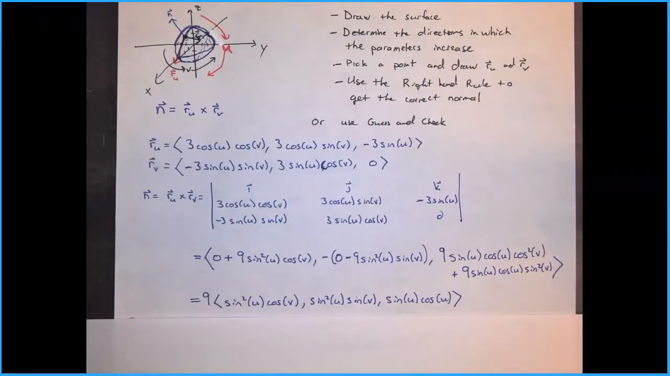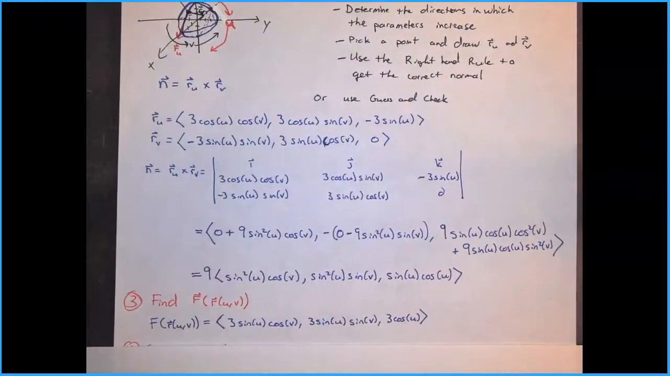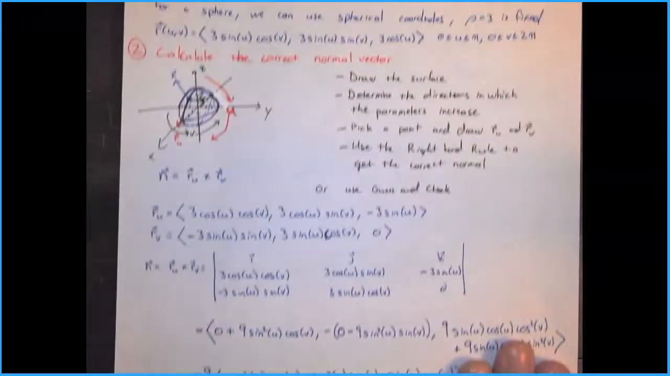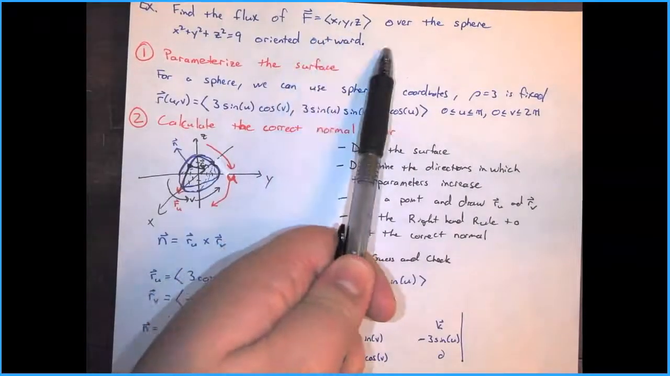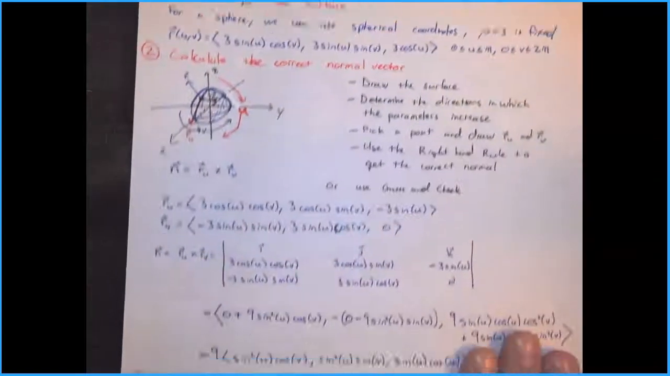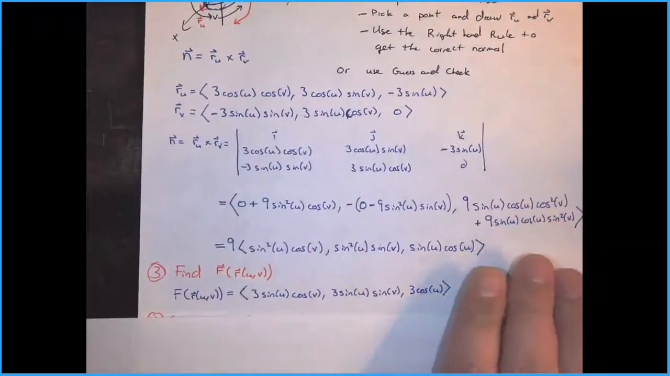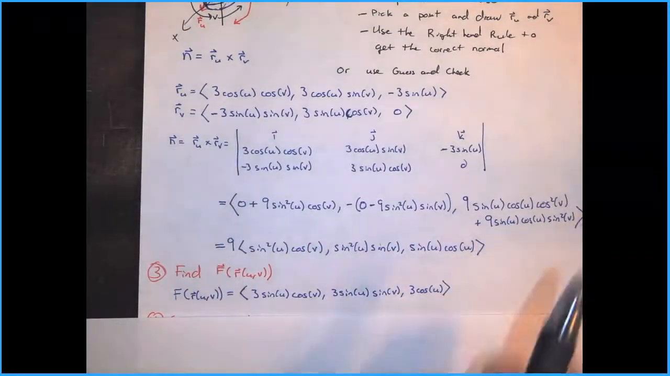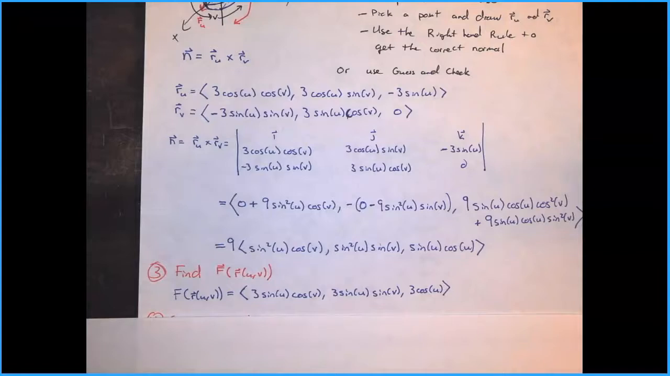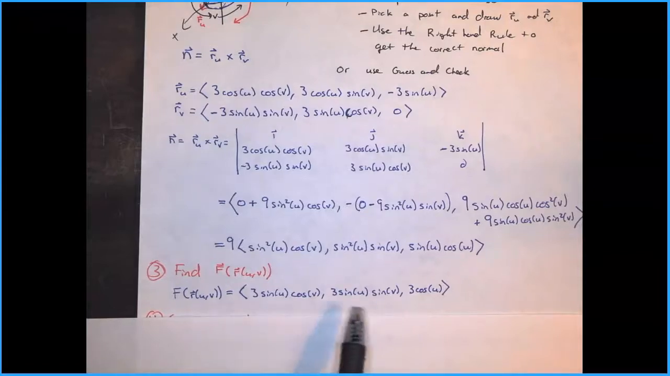What's left is plugging the parameterization into our vector field. In this case, this is super simple because our vector field was just x, y, z. So when we plug our parameterization in, we just get the parameterization back because I always plug in the first component for x, the second component for y, the third component for z. So this is exactly r. So that's our vector field on the sphere.